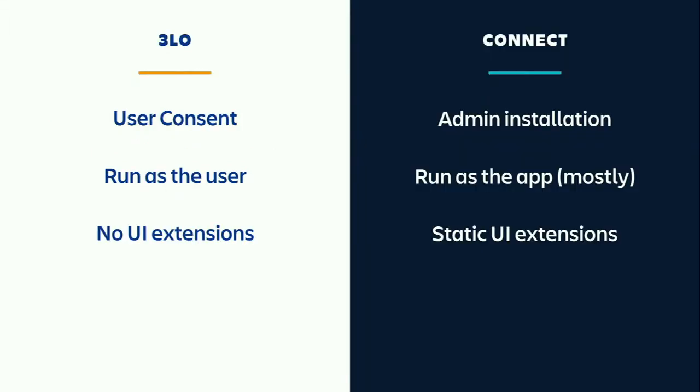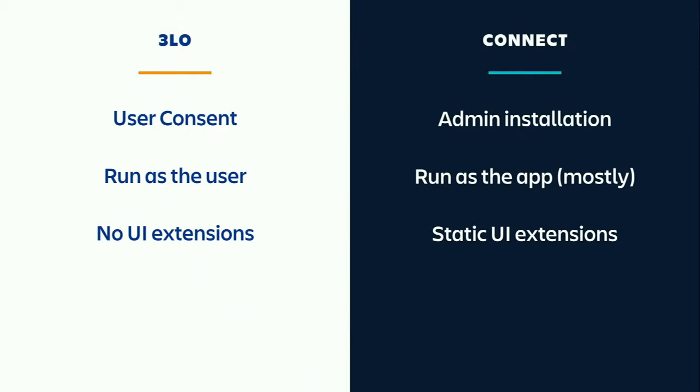Okay, so you have seen Ralph's talk about Connect. So at this point, you might be wondering, what's the difference between TRILO and Connect? Both are ways to build apps for Jira. In TRILO, we have user consent, so the user has to give access to their data, their resources. And in Connect, we have the admin who installs the app and then grants the access. By installing the app, they grant the access to all the things in the site they installed the app to.